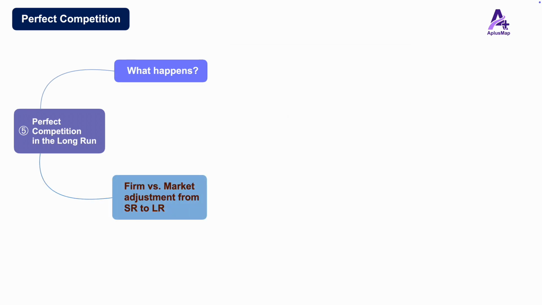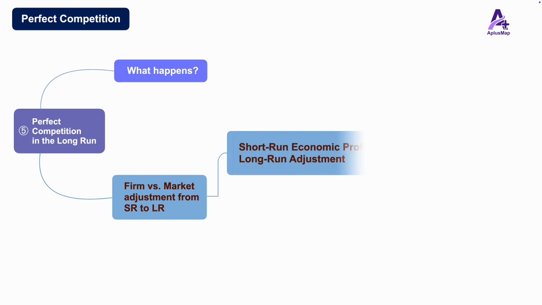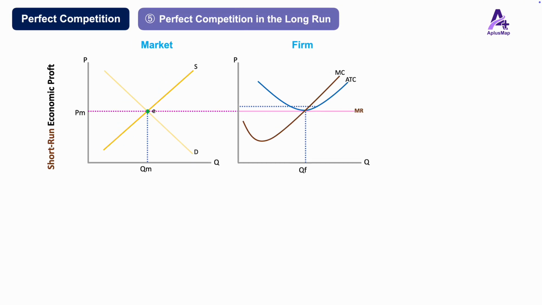Let's say firms are making profits in the short run. How does that trigger the adjustment? This seems like a classic AP topic, showing that dynamic process. Absolutely. It's a core dynamic. Let's walk through it in two parts.